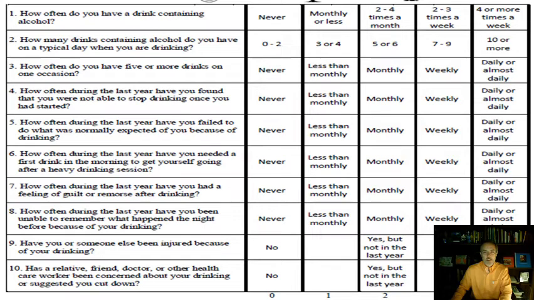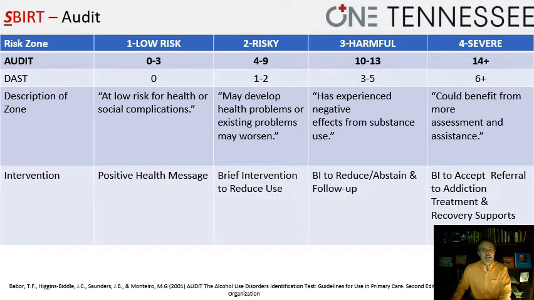Let's take a look at the four scoring categories for the AUDIT survey. Remember that roughly 75% of your patients are going to be in that low risk or have a score of 0 to 3. Then 20% of your patients are going to be in level 2, which is risky, and have a score of 4 to 9. Then you are going to have roughly 5% of your patients that are going to be in the 3 to 4 area, so that's 10 and above.